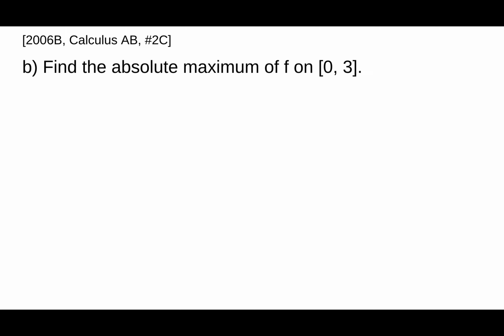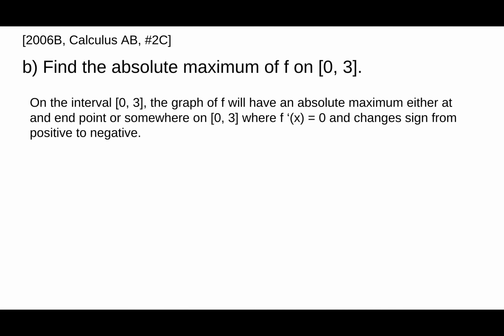In part B, we are asked to find the absolute maximum of f on the interval from 0 to 3. Well, on the interval from 0 to 3, the graph of f will have an absolute maximum either at one of the endpoints or somewhere in the interval from 0 to 3 where f prime of x is 0 and changes sign from positive to negative.